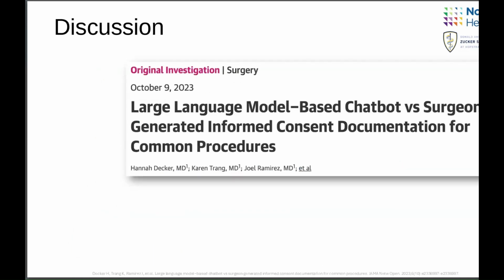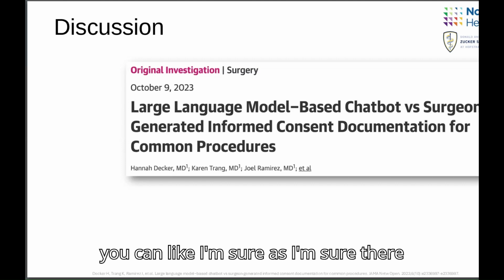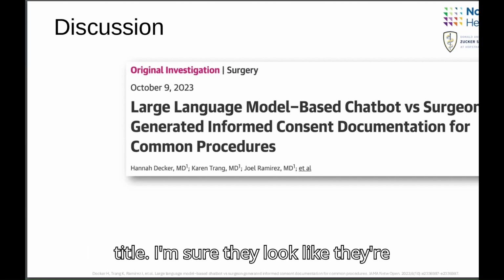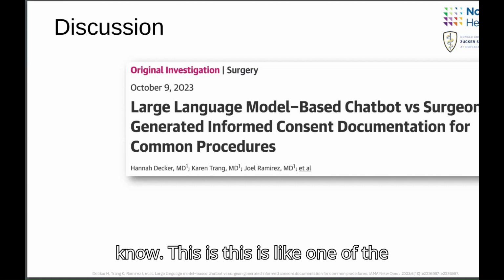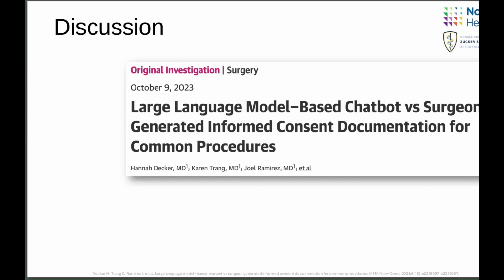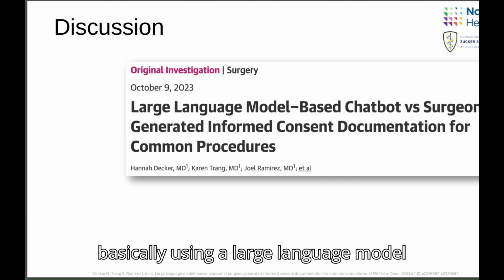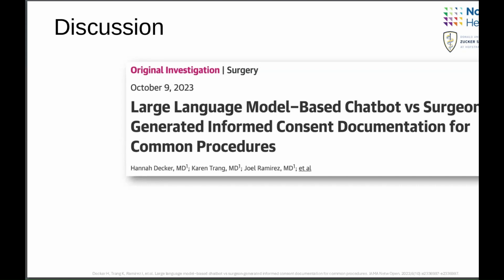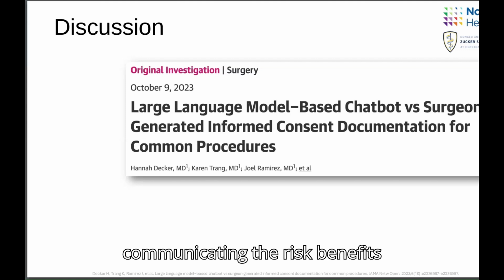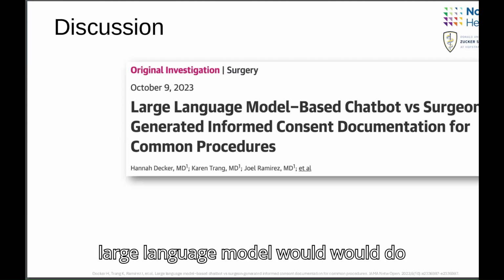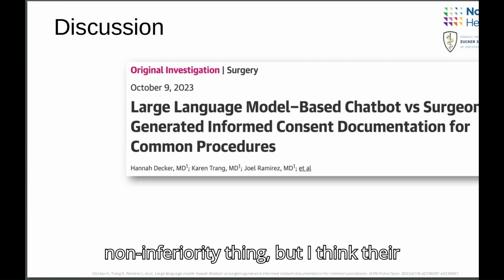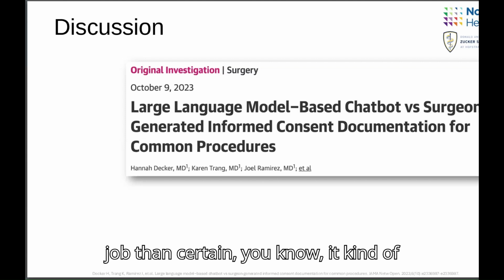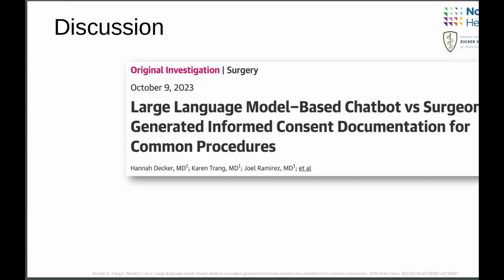I'm sure there isn't a counter yet, but we could create a counter which would tell us the number of studies that have large language model in their title. And I'm sure it would look like the US debt right now. This is one of the earlier ones, from 2023. It was basically using a large language model, and I would say the hypothesis was that surgeons suck at communicating the risks, benefits, and alternatives of a procedure, so maybe a large language model would do better. This was supposed to be a non-inferiority study, but I think their conclusion was more like, yeah, large language models do a better job than surgeons do. It kind of hurts, but it's probably true, when you think about it.